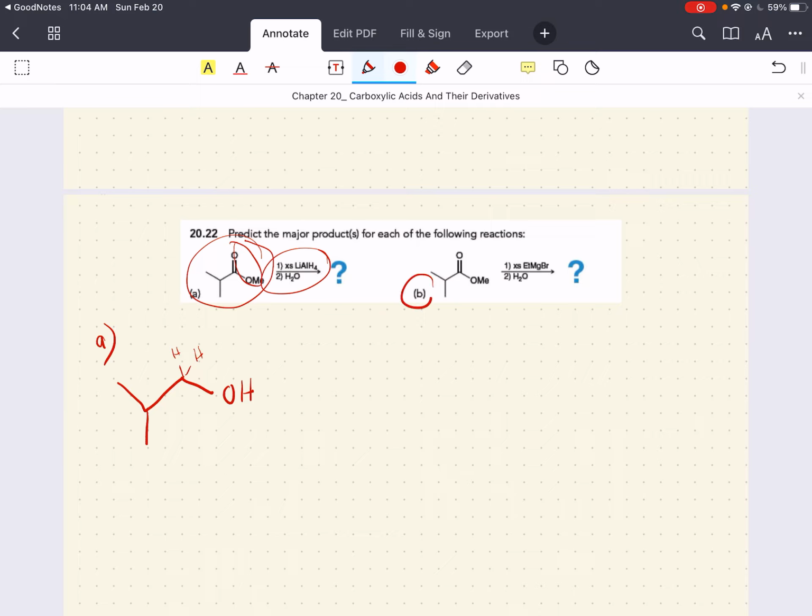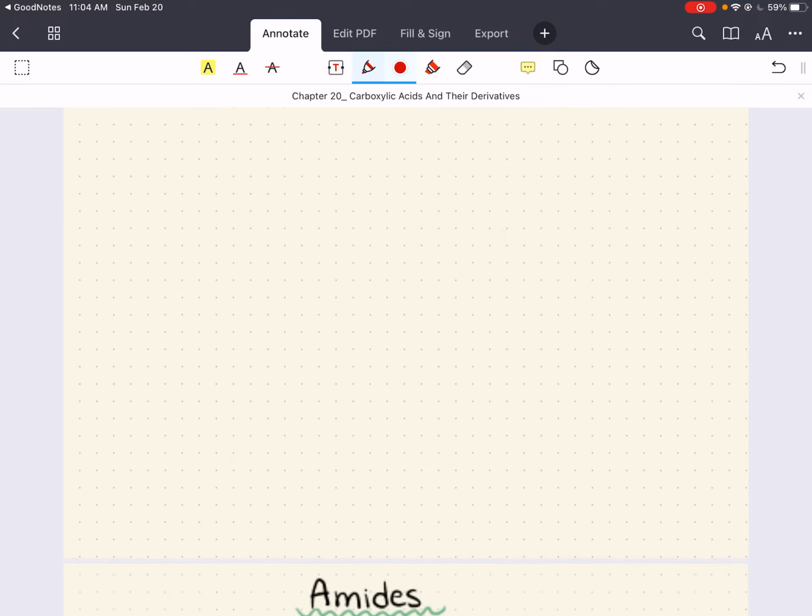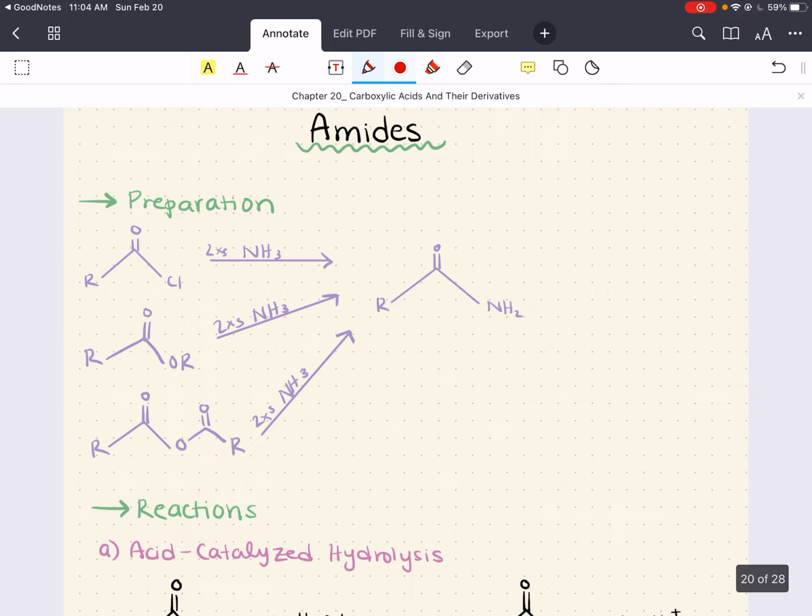Now, if we look at B, we're treating our ester with Grignard reagents. So that means our carbonyl is going to get converted into an alcohol group, and we're going to introduce two groups of ethyls. Here's an ethyl, and here's another ethyl. And this is what our product looks like. Fantastic. Now we can get into amides.